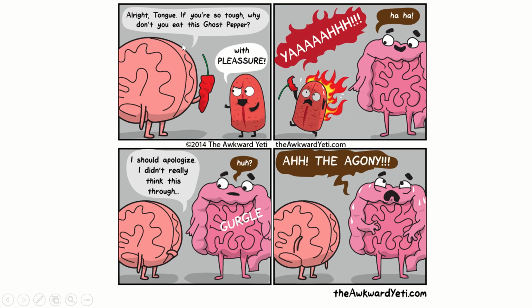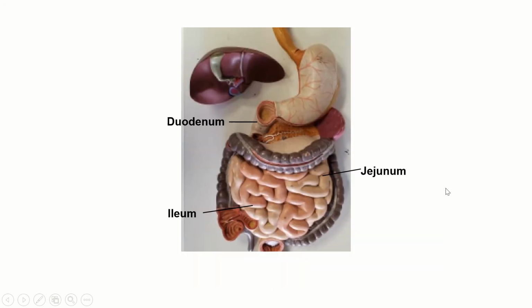And here is our first introduction to a new character, Irritable Bowel. So here's brain, says, all right, tongue, if you're so tough, why don't you eat this ghost pepper? Tongue says, with pleasure. And then, ah! And irritable bowel laughs at tongue. And then brain says, you know, I should apologize. I really didn't think this through. Until irritable bowel says, ah, the agony.